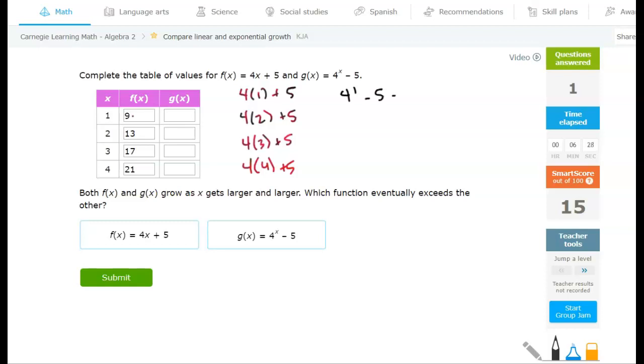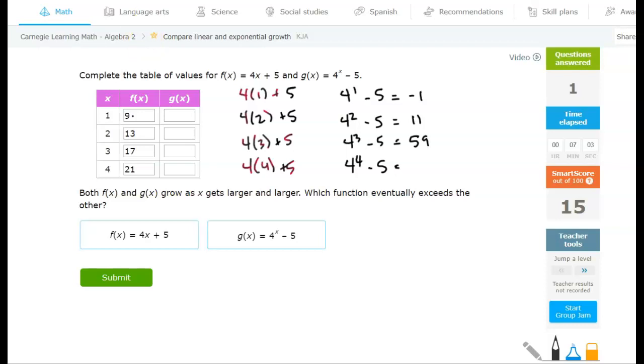4 to the first is 4, minus 5 is negative 1. 4 to the second minus 5 is 16 minus 5, which is 11. Sorry. And then 4 to the third. So this gets big relatively quickly. 4 to the third is 64, minus 5 is 59. And then 4 to the fourth power minus 5. I believe it's 256. Minus 5.